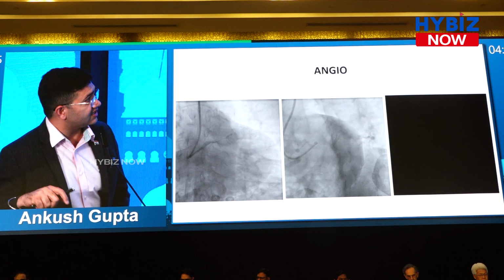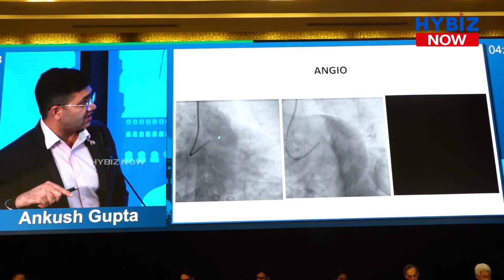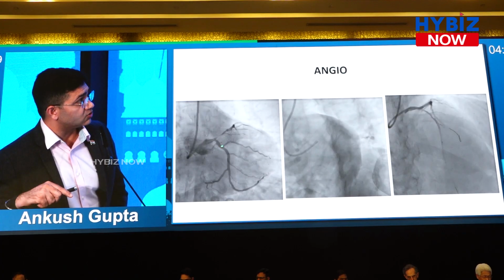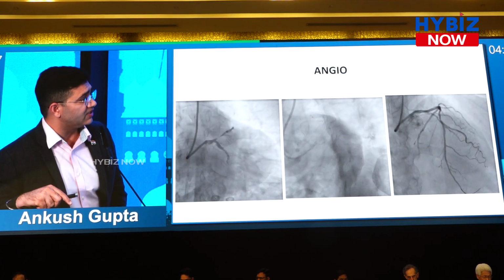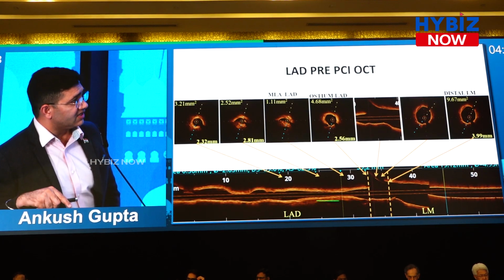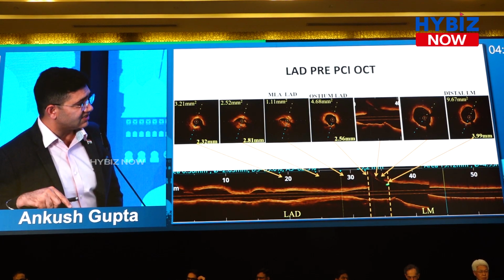I'll show you one case. Significant ostial LAD disease, and LCX ostium also has disease, though it's not significant. So we decided to go ahead with the provisional strategy. We did the left main to LAD run. We can see the side branch ostium.